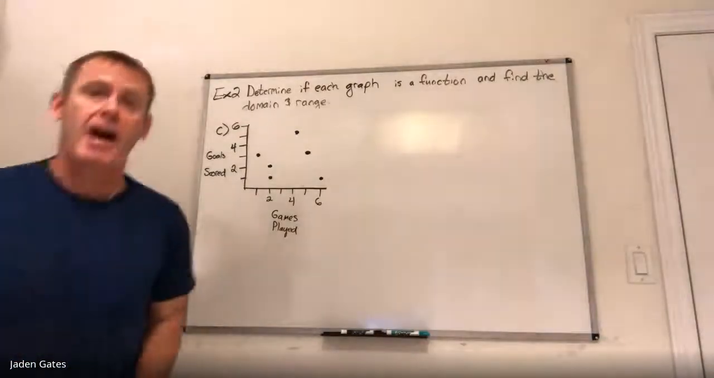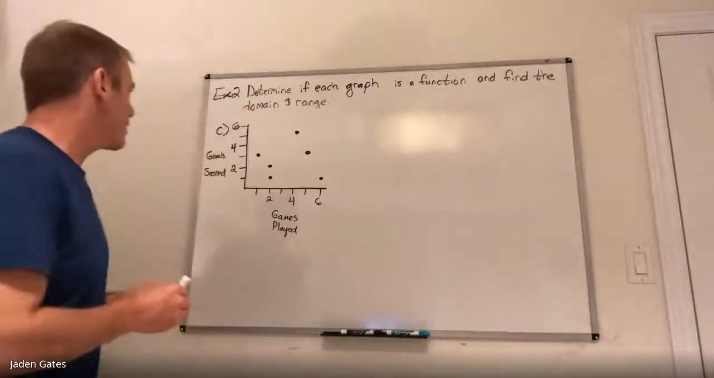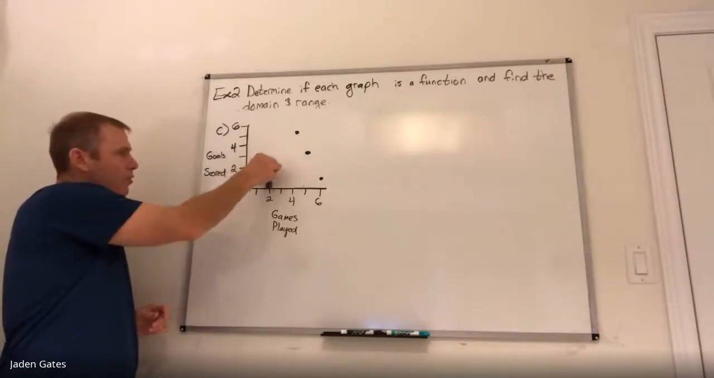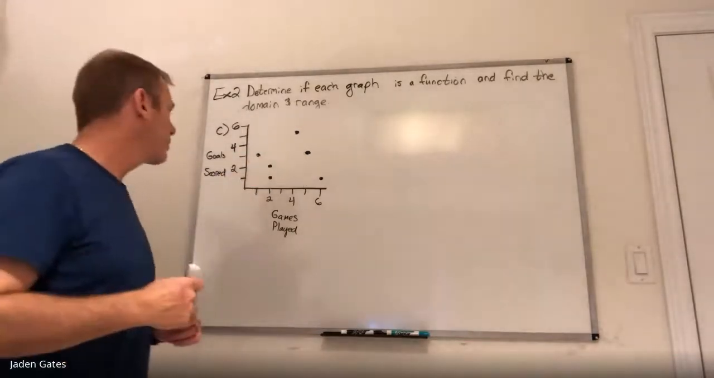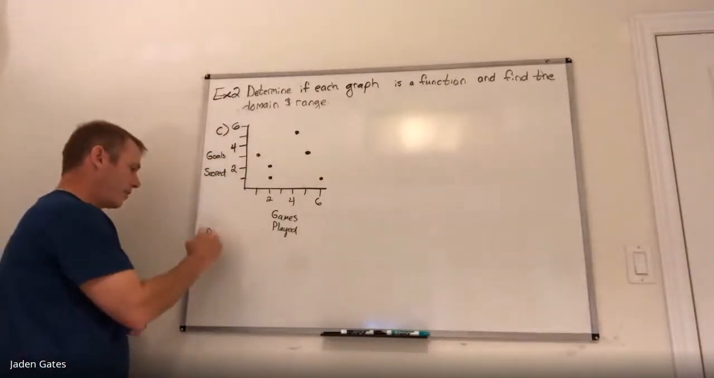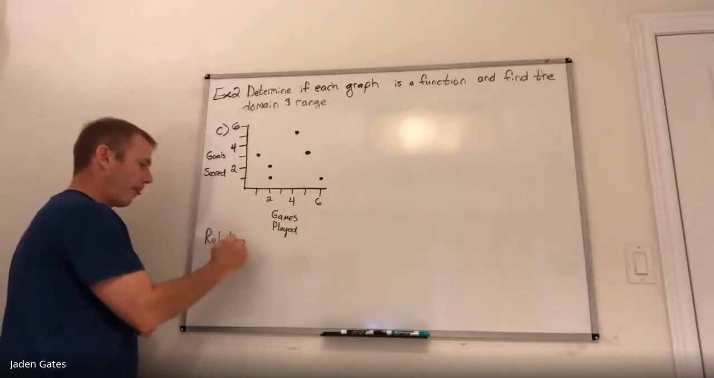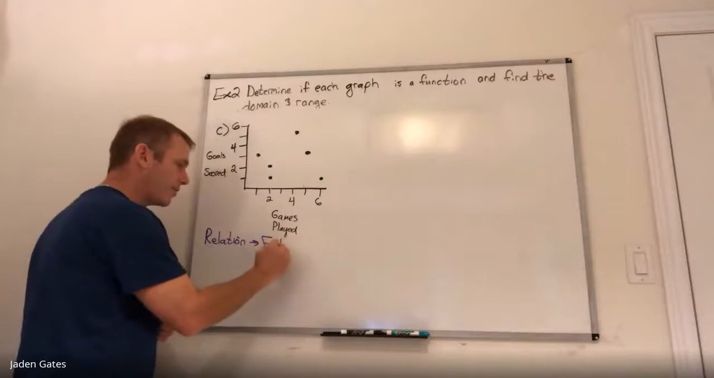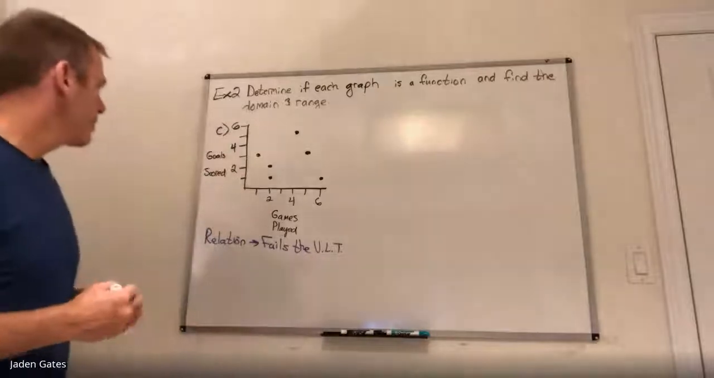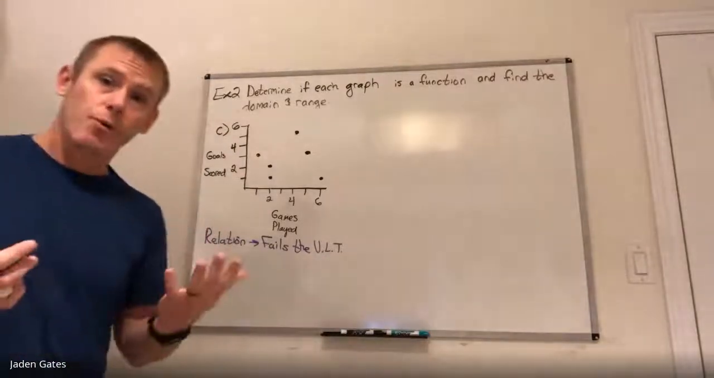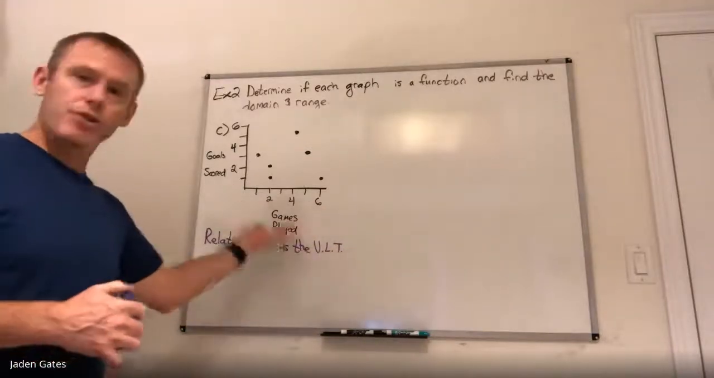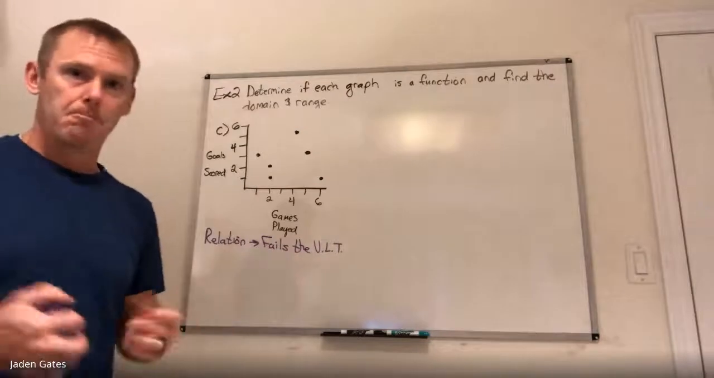So I'm going to, because I have a graph, use my vertical line. All right, so I go here on 1 game played, only hits once. But when I go on 2 games played, it hits twice. All right, it hits this dot and this dot. And so that means this is now a relation. And that's because it fails the vertical line test. All right? Because again, it is a relation in this case because there's no predictability. I can't say that if some player plays a certain amount of games, this is how many goals they're going to score. We don't know that.